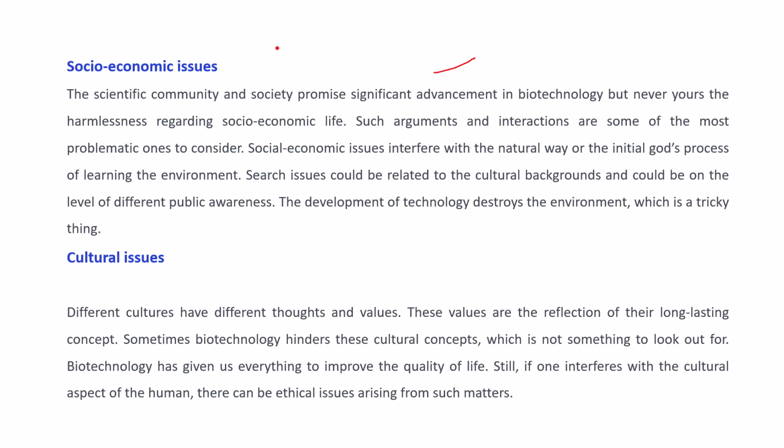Now let's see the cultural issue. People are from different cultures and they have different cultural values also. Different cultures have different thought processes and different values. These values are the reflection of their long lasting concepts. Sometimes biotechnology hinders these cultural concepts, which is not something to overlook. Biotechnology has given us everything to improve the quality of life. Still, if one interferes with the cultural aspects of humans, there can be ethical issues arising from such matters.